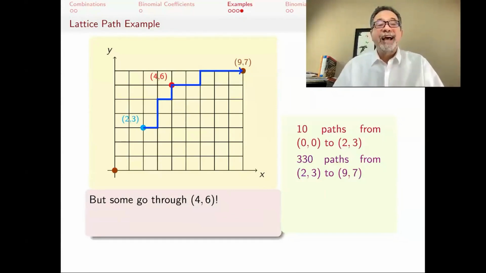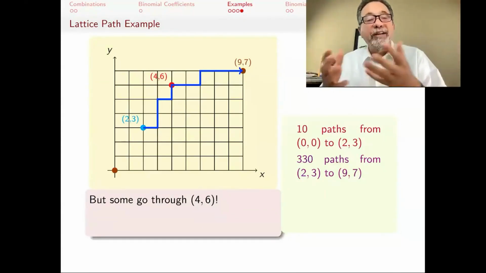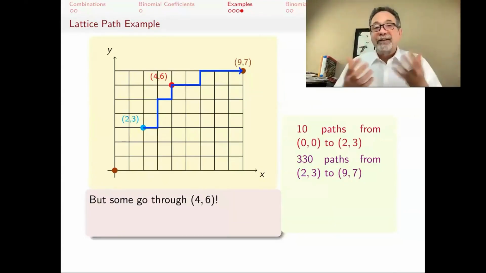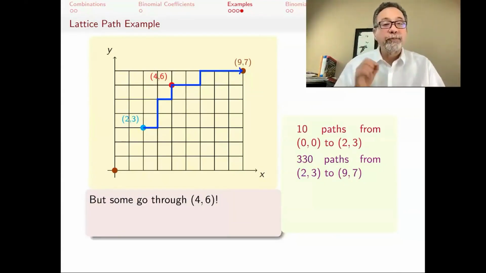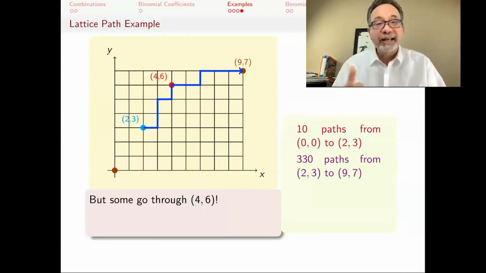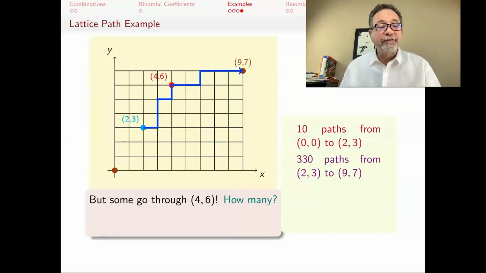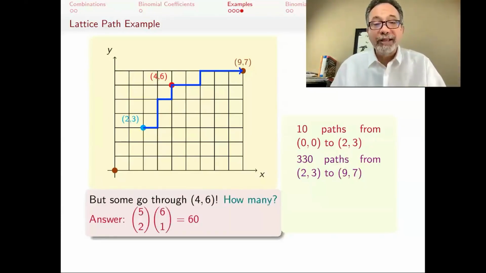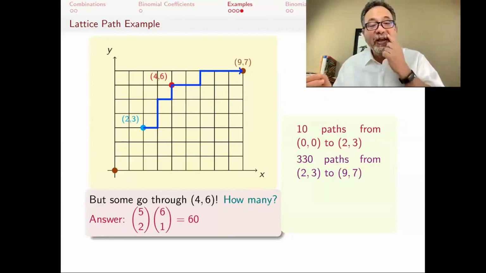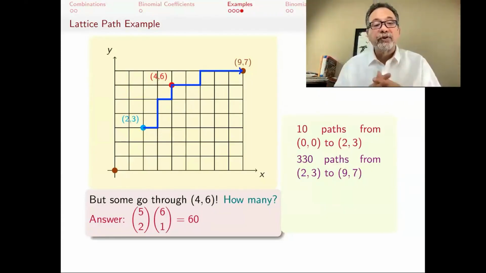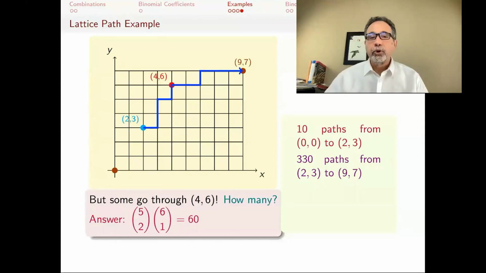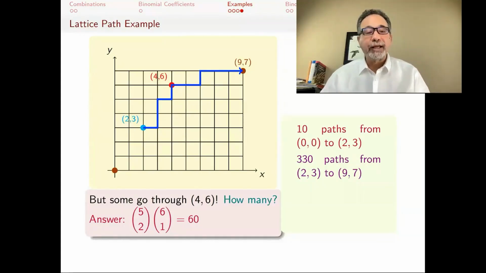I have to figure out how many of those are there to subtract from 330 because I can't use them. How many paths go from (2,3) to (9,7), go through (4,6)? That's the same as the thing we just did. You first go from (2,3) to (4,6), and for that, you have 5 choose 2 ways. And then from (4,6) to (9,7), you have a total of 6 steps, and you have to pick one of them to be the vertical one. And so the total number of paths from (2,3) to (9,7) that go through (4,6) is 60.